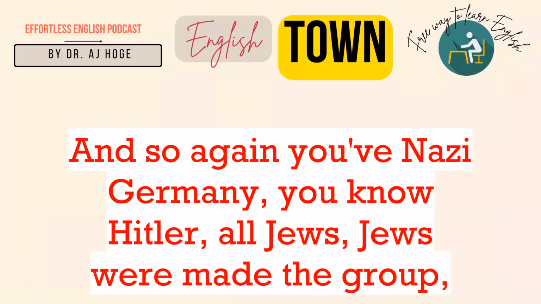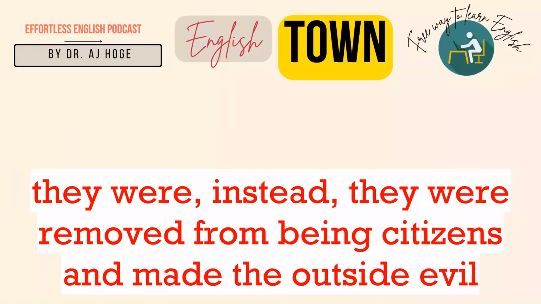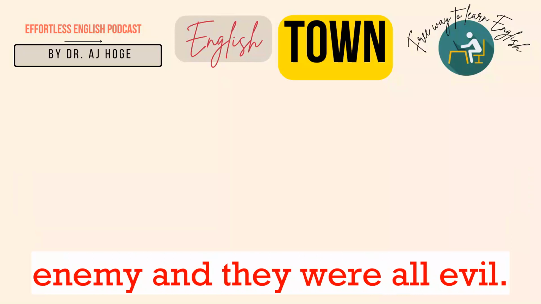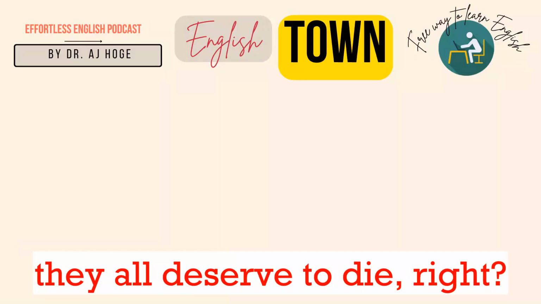And so again, you have Nazi Germany, Hitler, all Jews were made the group, the outside, the external group. Even though they were even inside Germany, they were removed from being citizens and made the outside evil enemy. And they were all evil. Not some Jews, not these Jews, not those Jews. No, every single Jew was seen as evil, and they all deserve to die. Right?